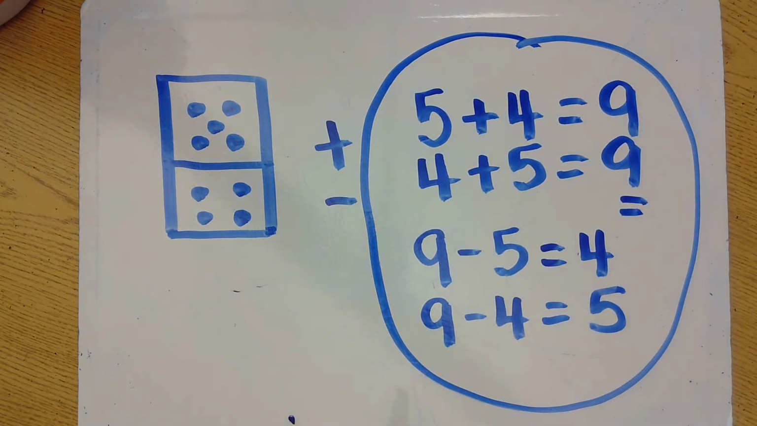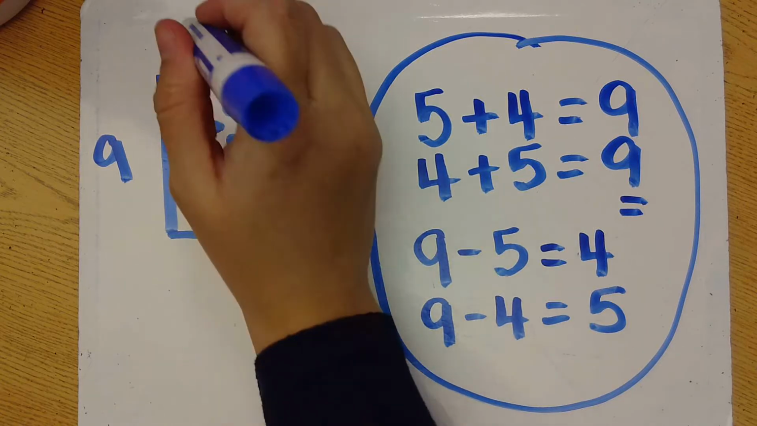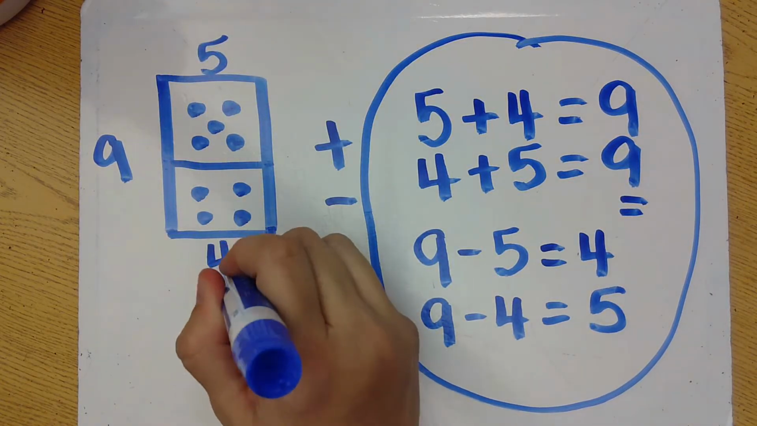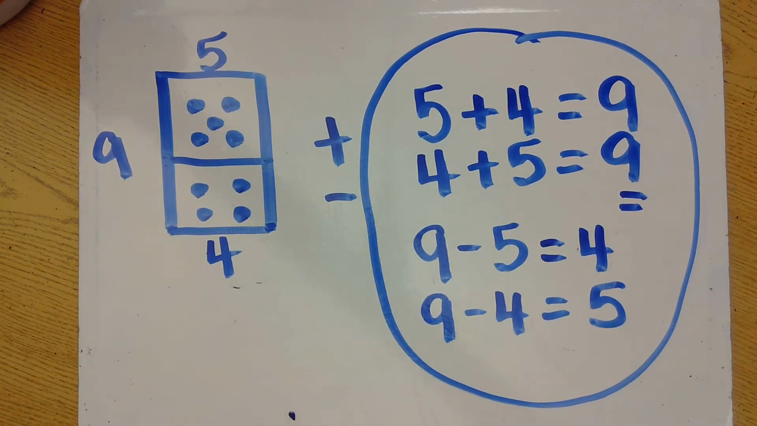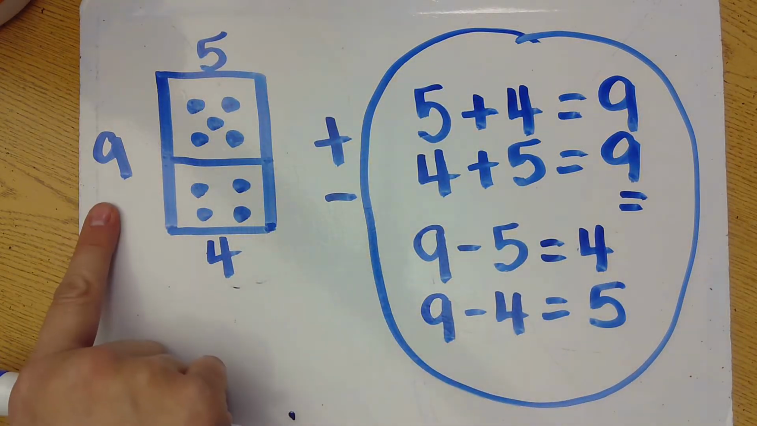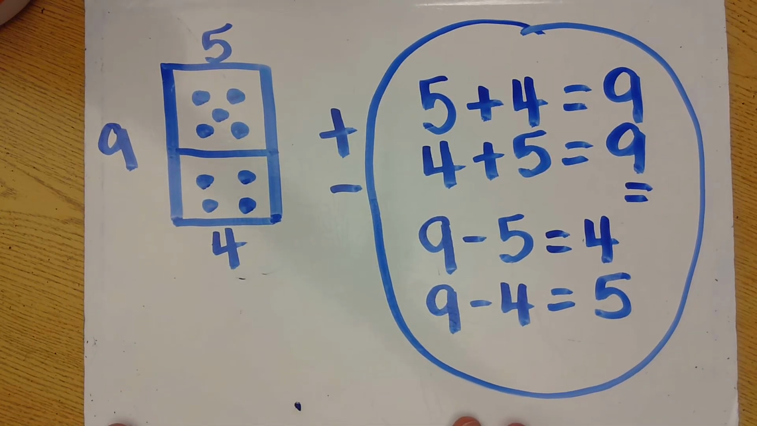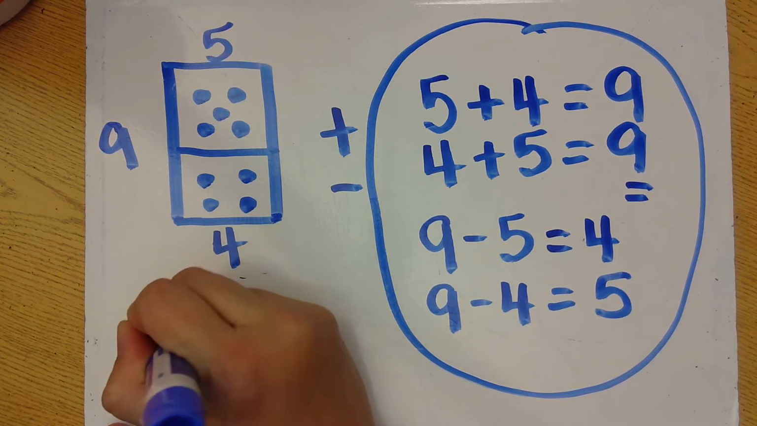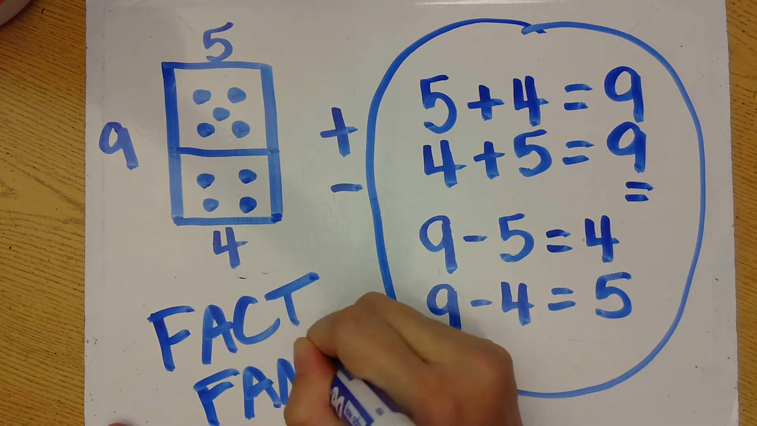So this is a collection of related facts. And when we have a collection of related facts, like we only used 3 numbers, there were 9 dots total, there were 5 here and 4 here. This is the collection of related facts. I know 4 plus 5 equals 9. I know 5 plus 4 equals 9. I know 9 minus 5 equals 4. And I know 9 minus 4 equals 5. When we have a collection of related facts, we call that a fact family.